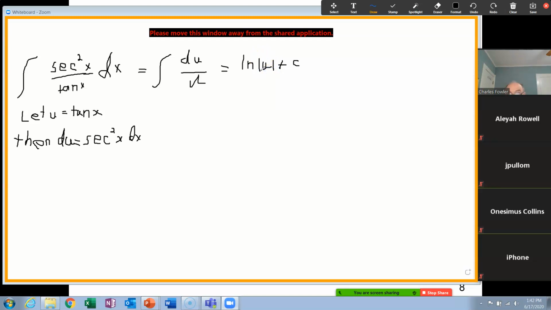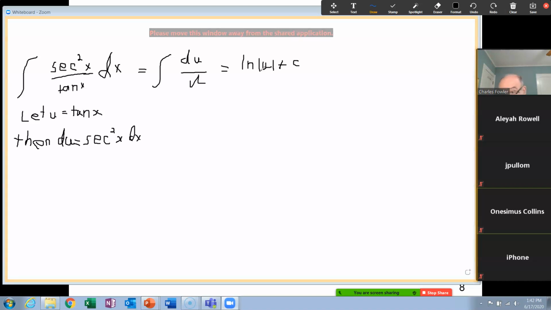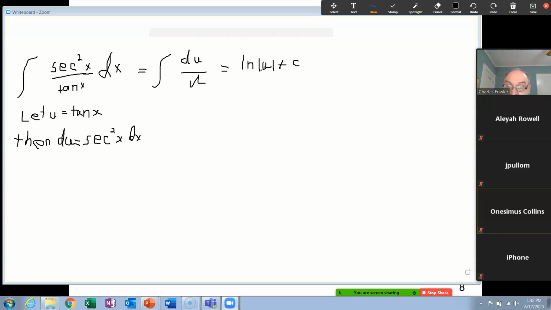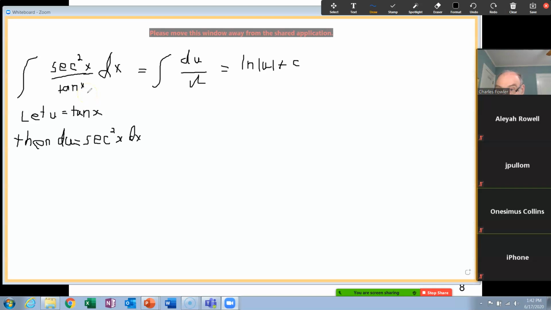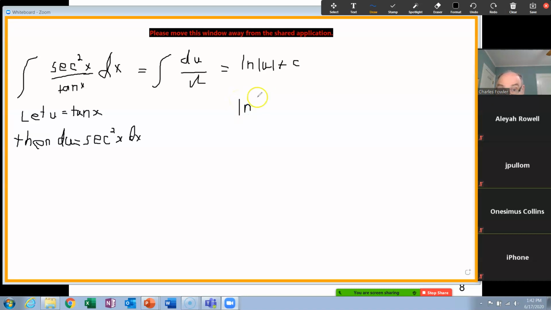Because there's nothing here. u is tangent x. Tangent can be negative. It's not guaranteed to be positive, not for all values of x. Some values of x it is, some it's not. So you need the absolute value bars. But because your problem was given to you in x's, change back to give your answer in x's. That's going to be the log, the natural log of, again, the absolute value. And what was your u? Tan x.